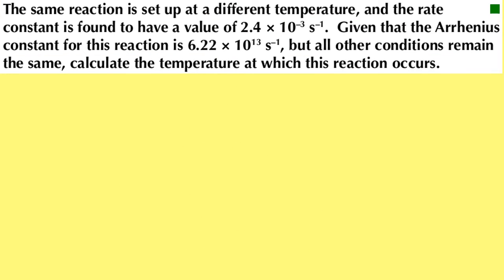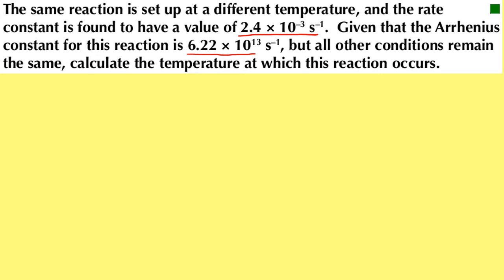And here we've got the same reaction, the decomposition of dinitrogen pentoxide, I seem to remember, and that's set up at a different temperature this time. Of course k changes because the temperature has changed, and in fact we are given the new value for k, so that's not a problem. We're also given the Arrhenius equation, and it says that all other conditions remain the same, and what we have to calculate is the temperature at which this reaction occurs.